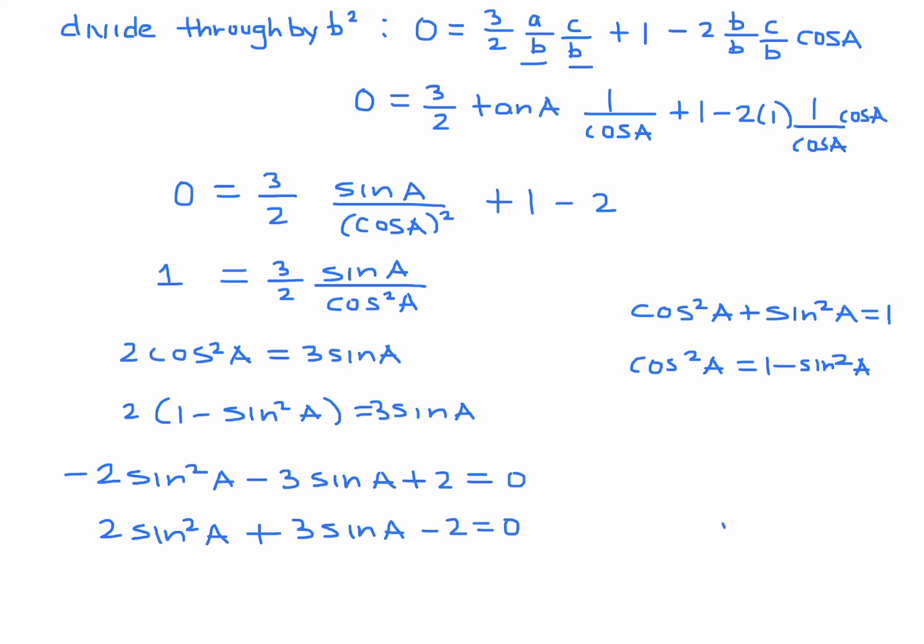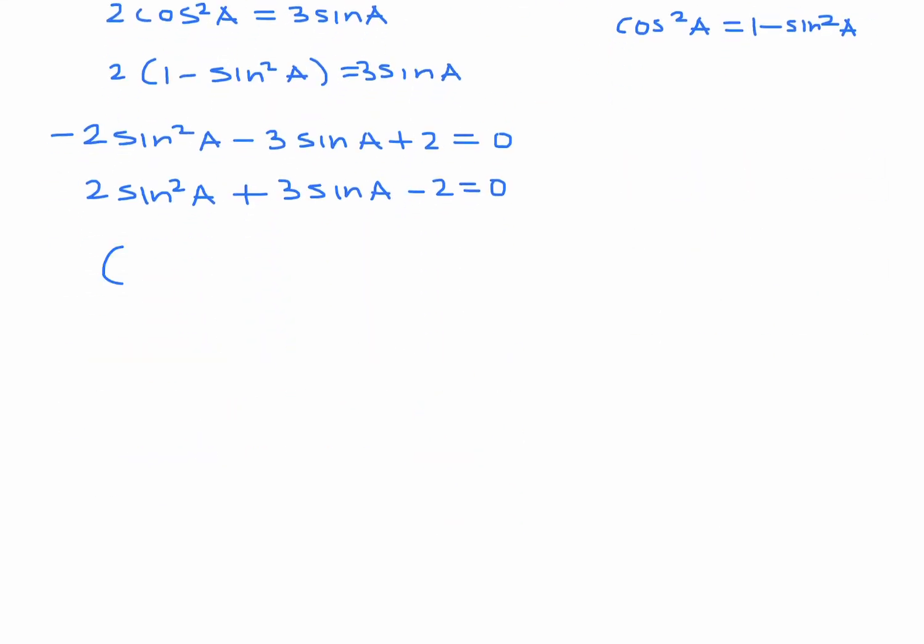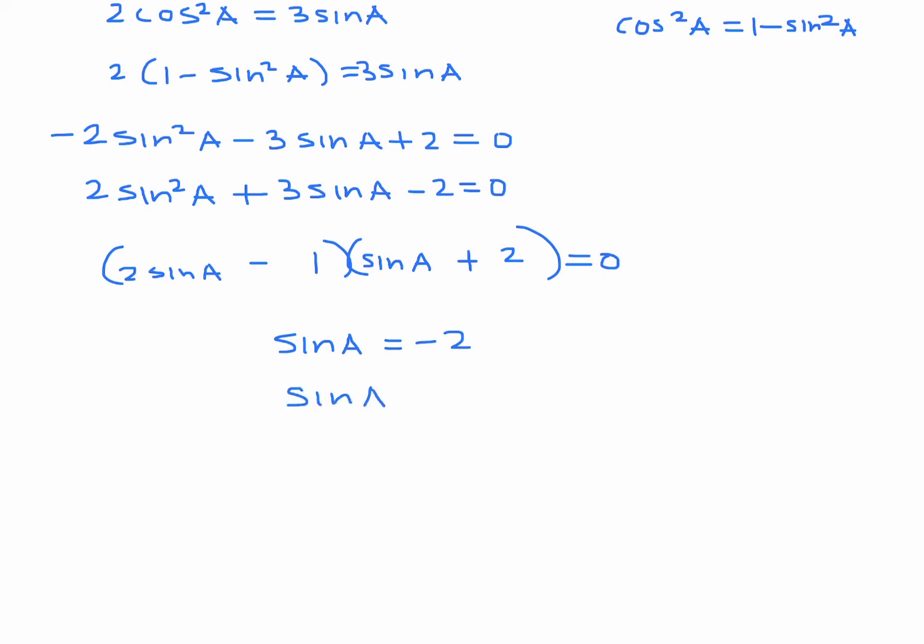And I think this factors. If I factor out a sine A, it will be, let's see here, 2 sine A, like that. And then I believe 1 and 2 minus plus. And of course that's equal to 0. So that means that the sine of A is equal to either negative 2 or 2 sine A is equal to 1.